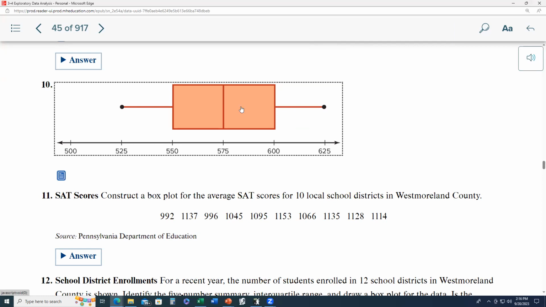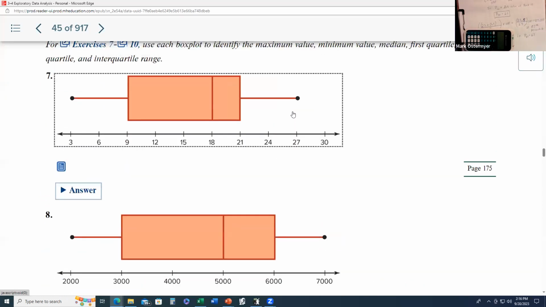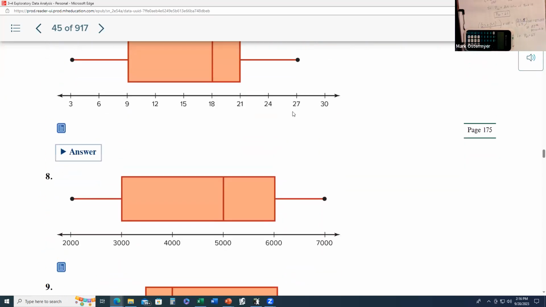Looks symmetric. Very symmetric. I mean, that second quartile is like dead center between the first and the third quartile. That looks like an extremely symmetric, bell-shaped, normally distributed data set. Okay. All right. So you can just tell just by looking at these box plots what's going on here.